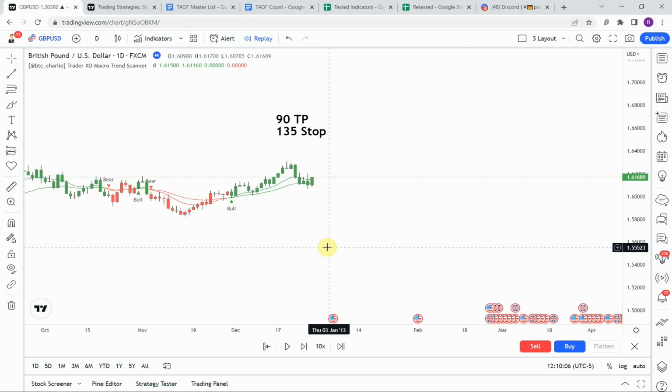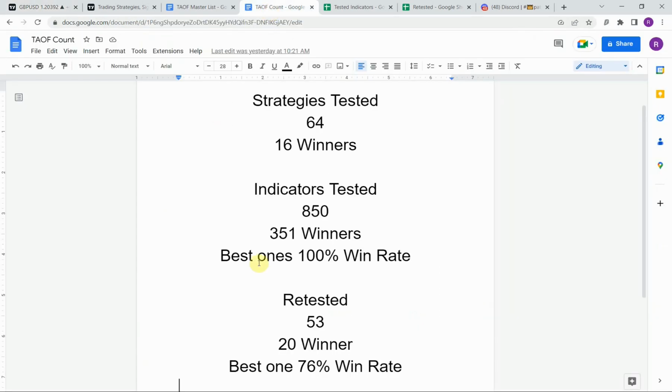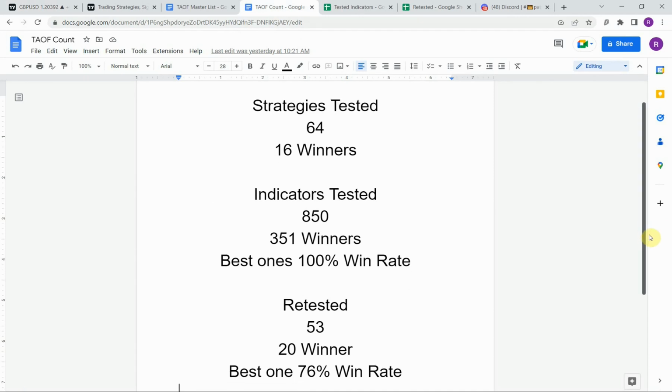Alright, as I said, today we will be testing the Trader XO macro trend scanner. Before we do though, I wanted to put the testing scoreboard up for everyone to see. So to date, we have tested a total of 64 different strategies, with 16 of them being profitable. We've also tested a total of 850 indicators, with 351 of them being winners. The best ones so far were able to achieve a 100% win rate. Now you need to go back and watch those videos to understand the context of how they were able to achieve that. So go back and watch those videos and see what you can get out of those winning indicators.